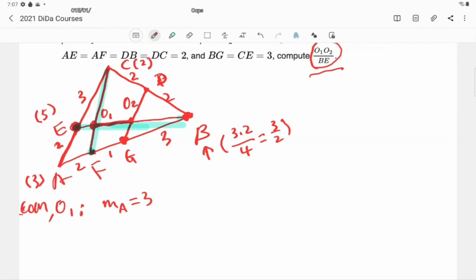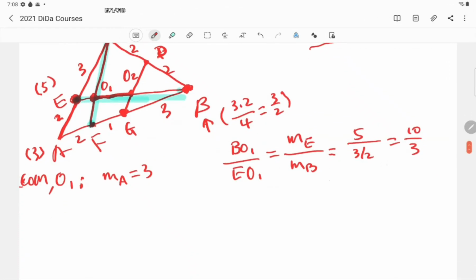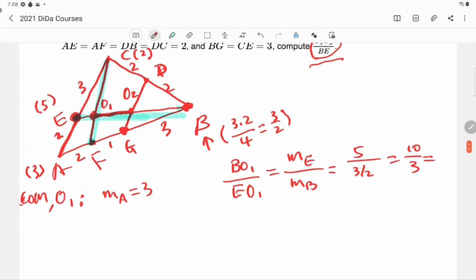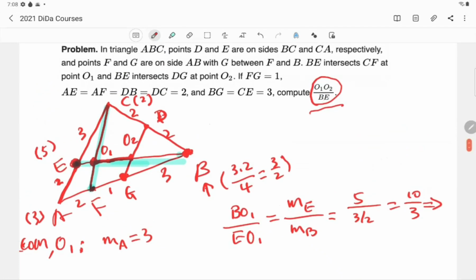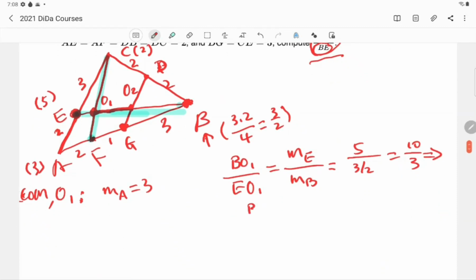So, well, I would use BO1. For this, I immediately know BO1 over EO1 is equal to ME, the inverse ratio of the masses, over MB. ME is just 5, MB is just 3 over 2, so it's 10 over 3. Okay. And with this, because we're trying to get something over BE, I want to use the technique of this will immediately give you BOE over BO1.